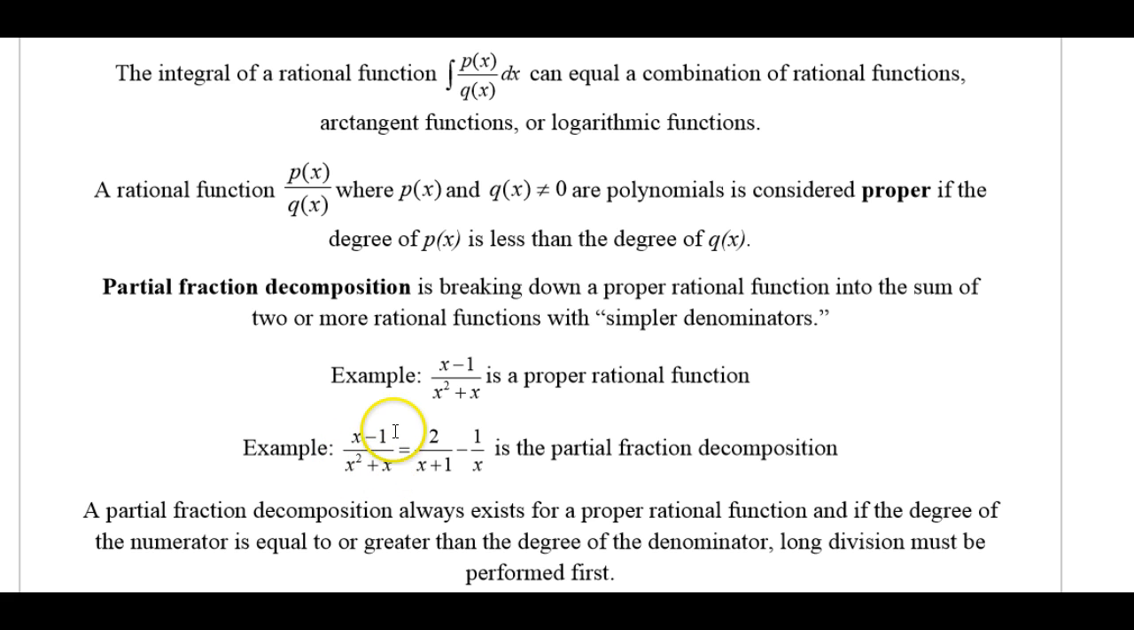So the goal is going to be to take proper rational functions and decompose them, break them down, find their partial fraction decomposition, so that instead of integrating this on the left-hand side, we're going to integrate this on the right-hand side. So a partial fraction decomposition always exists for a proper rational function. And if the degree of the numerator is equal to or greater than the degree of the denominator, so not proper, we can still break things down, but we need to do long division first.